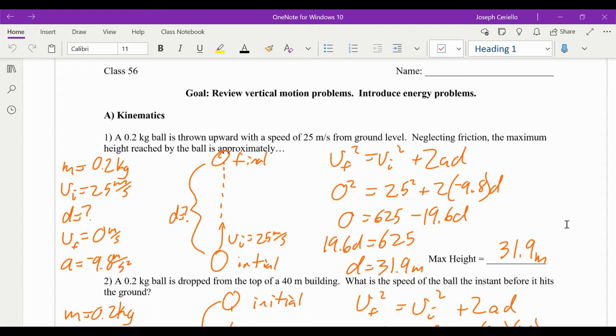So the first was just kind of reviewing some kinematics questions that we saw all the way back in like the fall. So the first question was, we throw a ball up with the initial speed of 25 meters per second. How high does it go?